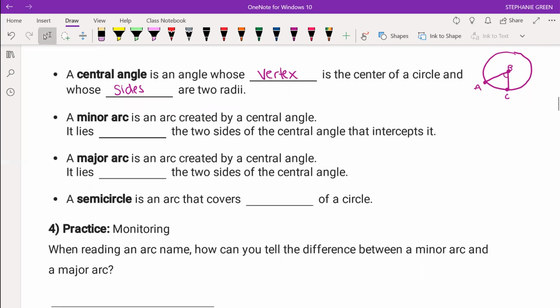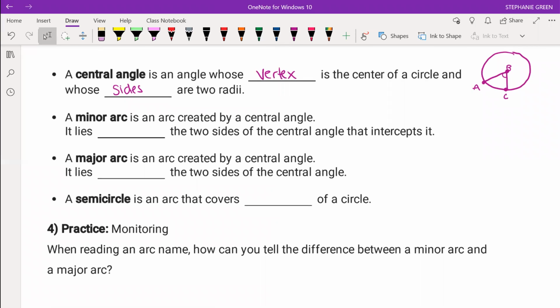And then we have two types of arcs actually. There's a minor arc and there's a major arc. A minor arc is an arc that's created by a central angle and it lies inside the two sides of that central angle. Whereas a major arc is also created by a central angle, but it lies outside the two sides of that central angle. So again, if I draw a picture of a circle here, and here's a center, and if I draw any central angle in here, I'll draw a central angle over here this time. Make it a little bigger, maybe. Not that it matters.